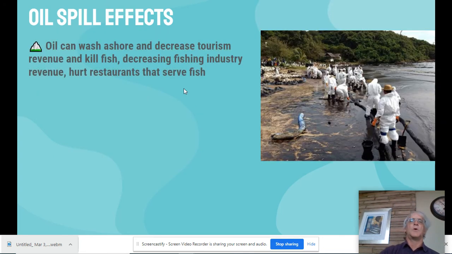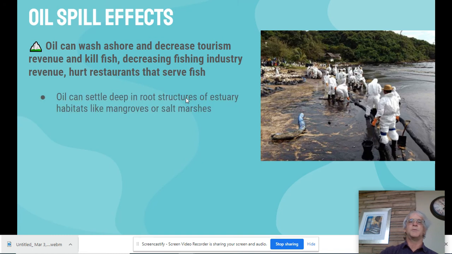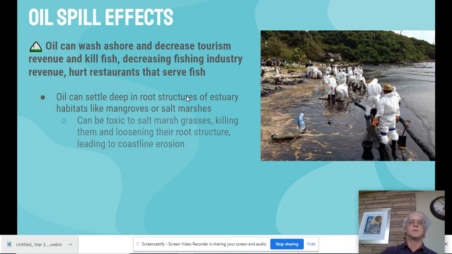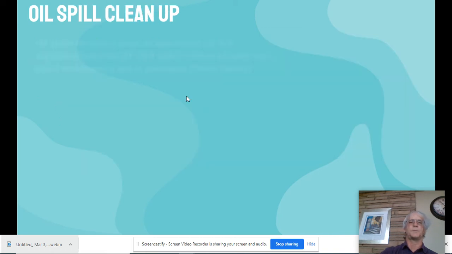Oil spill effects. Oil can wash ashore and decrease tourism and revenue and kill fish, decreasing fish industry revenue and hurt restaurants. Would you want to go to a beach that looks like this? Can you imagine being able to fish in this area? Give me a break. Oil can settle deep in root structures of estuary habitats like mangroves or salt marshes. It can be toxic to the salt marsh grasses, killing them and loosening their root structure, leading to coastline erosion. It can remove habitats used by fish and shellfish as breeding grounds.